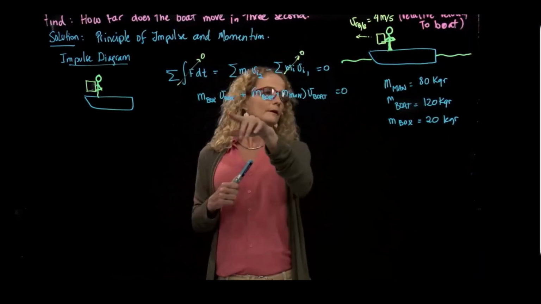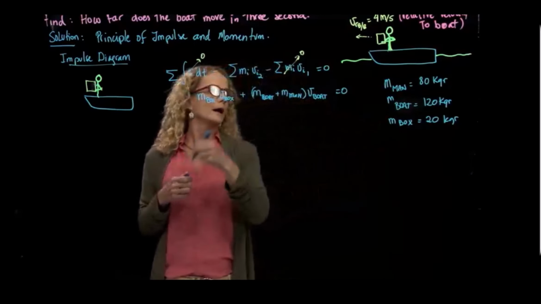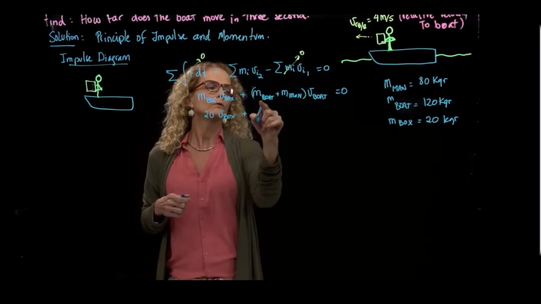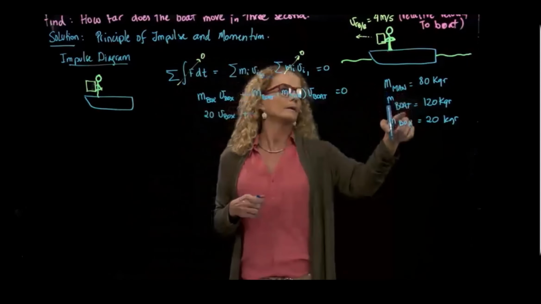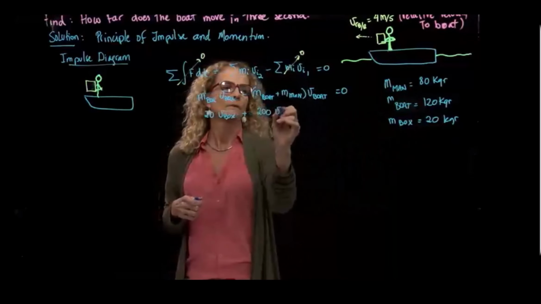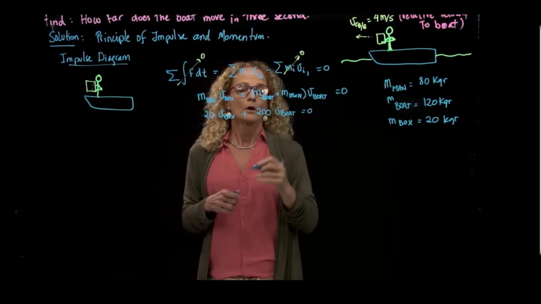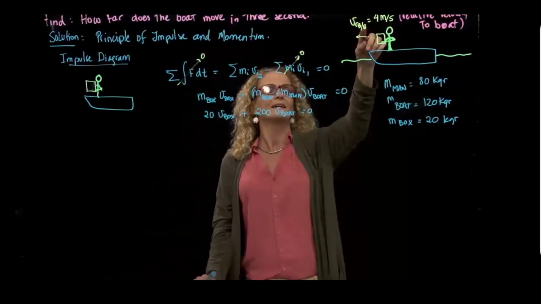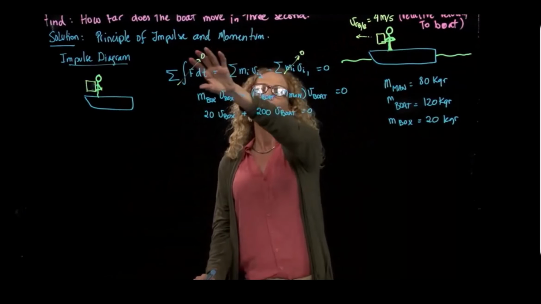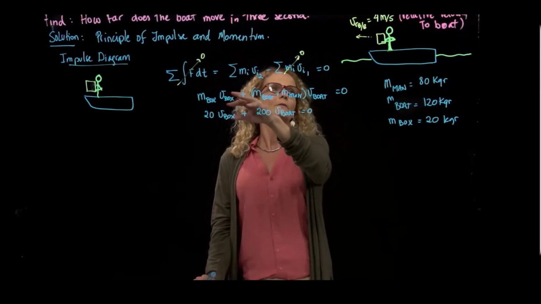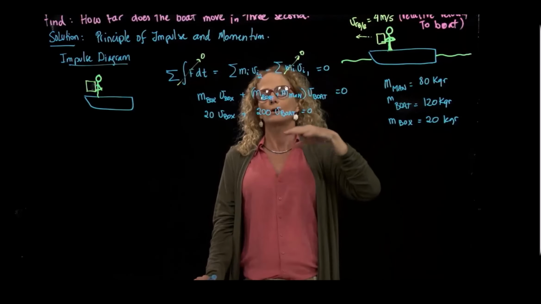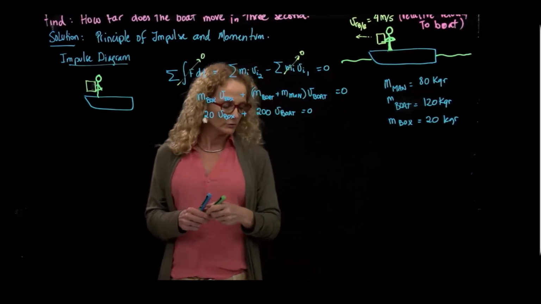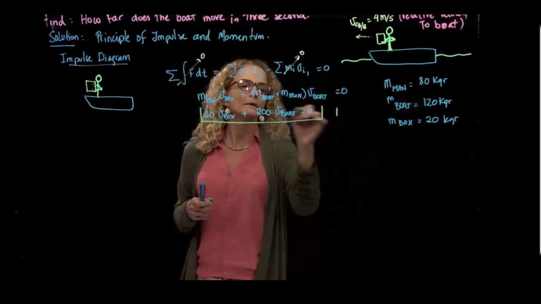Here we have the box mass of 20 times the velocity of the box, plus 200 times the velocity of the boat, because it's the man and the boat together. But this velocity of the box is not the given one, because that is a relative value and these equations need absolute values, which is how somebody on shore would see the box and the boat move. So we need a different equation. This is going to be our equation 1.